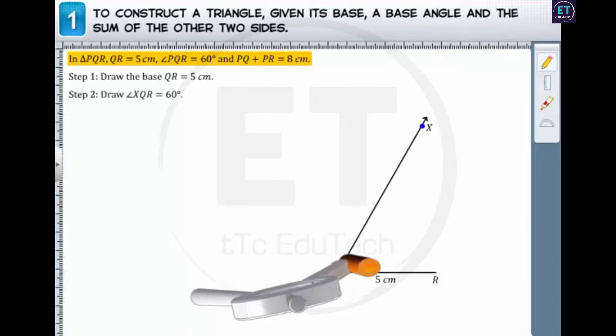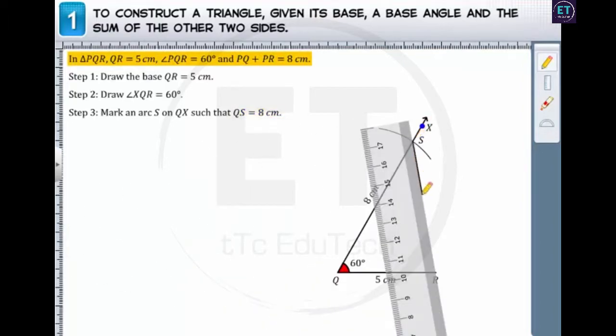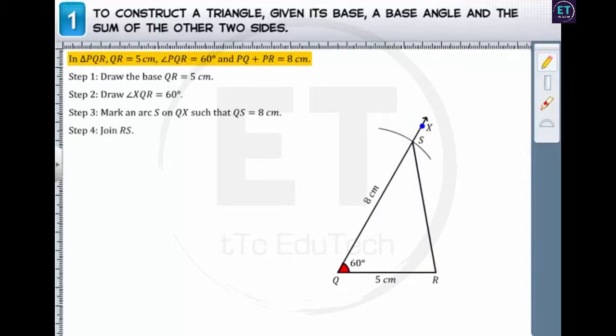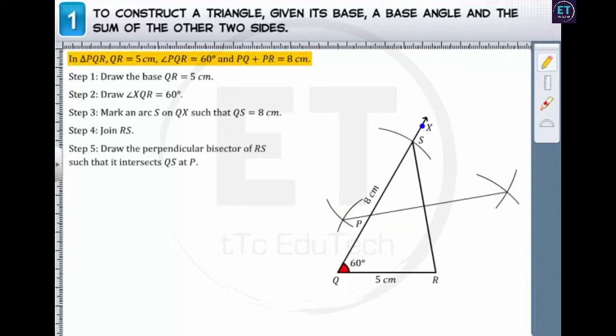Take the measure of 8 centimeters and mark an arc S on the ray QX. This is the combined length of the sides PQ and PR. Join RS. Draw the perpendicular bisector of RS such that it intersects QS at P. Finally, we join PR. Thus, PQR is the required triangle.